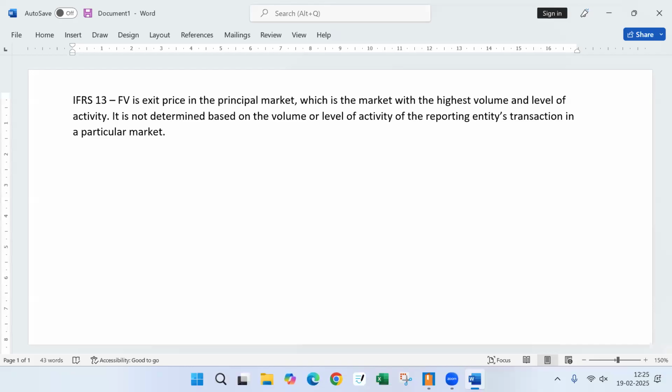Only in the absence of a principal market, we'll use the most advantageous market. Any given time, you will use the principal market. But only in the absence of a principal market, you use the most advantageous market. Right? The question was given as Asia, correct? Europe, yeah, but it's actually Asia. So you should also try to identify whether that market is accessible for someone or not.